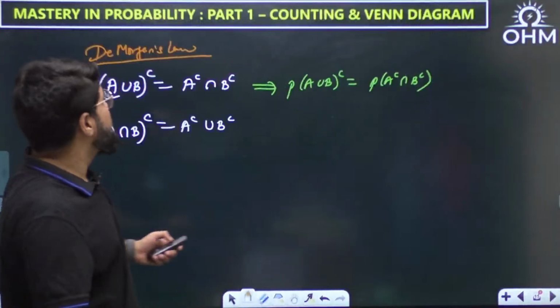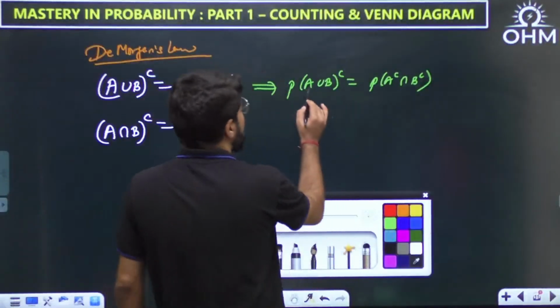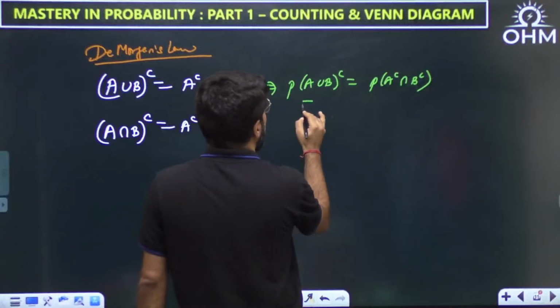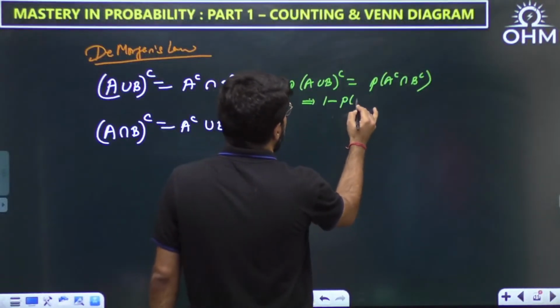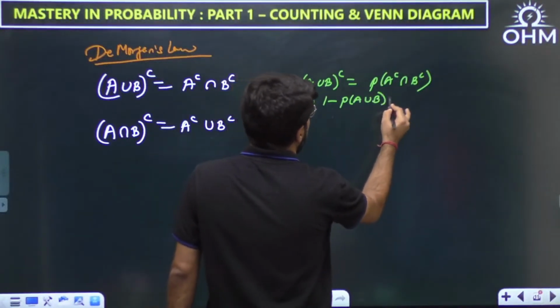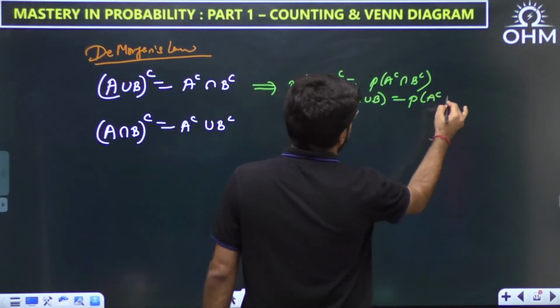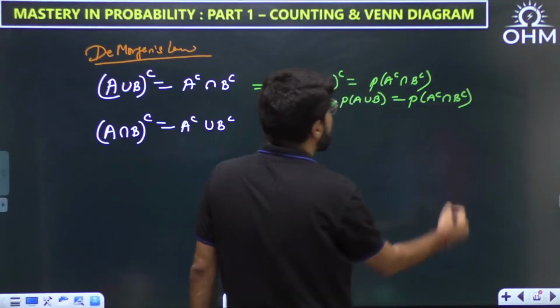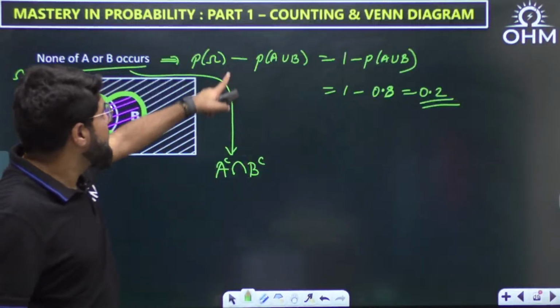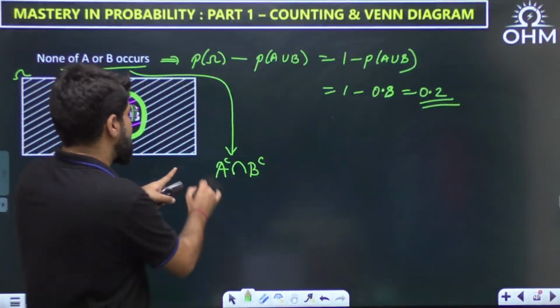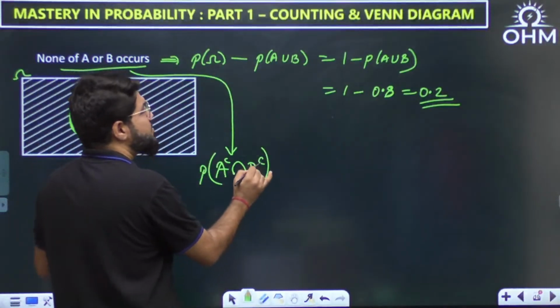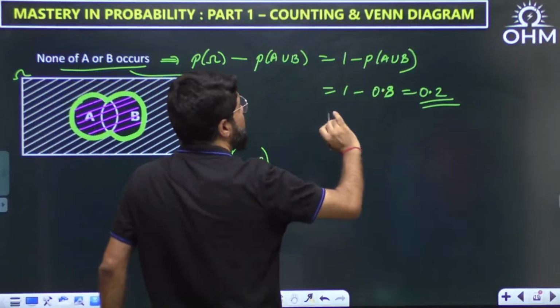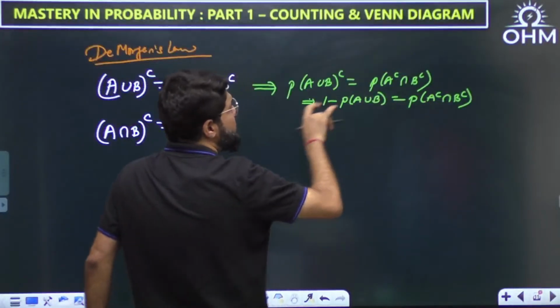Similarly, the probability of A union B whole complement is 1 minus P of A union B, and that is equal to P of A complement intersection B complement. This is what is coming up from De Morgan's law. Same thing, see: the probability of A complement intersection B complement equals 1 minus P of A union B.